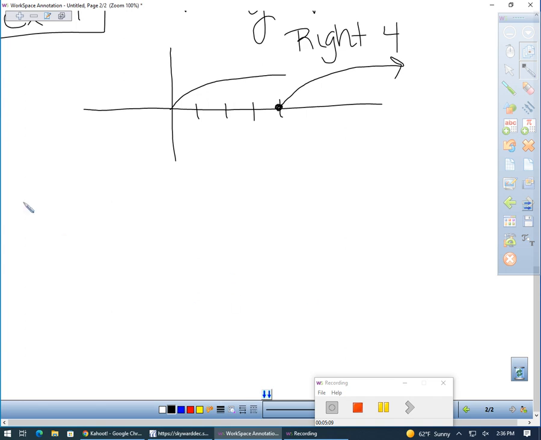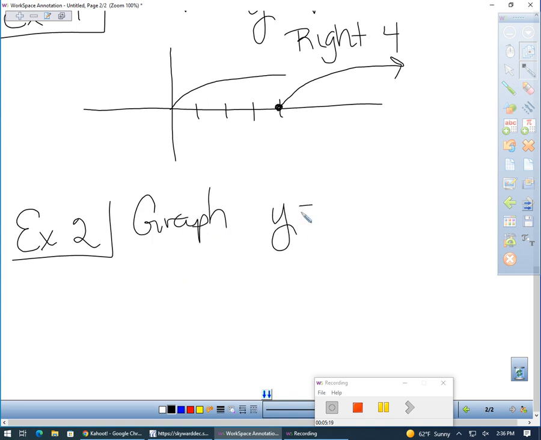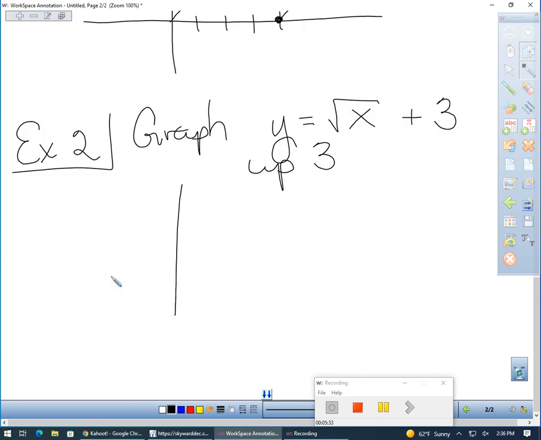Example number 2, I'm going to ask you to graph. If I have y equals the square root of x plus 3, how does this one translate? Up 3. Very good, Chris. Up 3. All right, so my original graph again was this one. Now I'm going to take this curve and I'm going to move it up 3. 1, 2, 3. So it starts here, and it's the same curve. That's what I'm looking for, is to see that you understand how it translated.